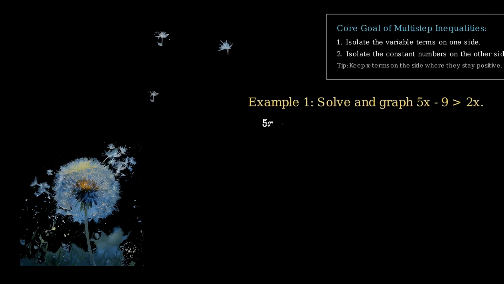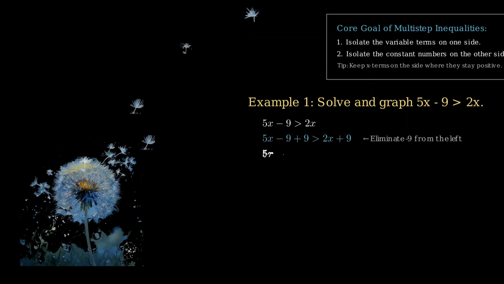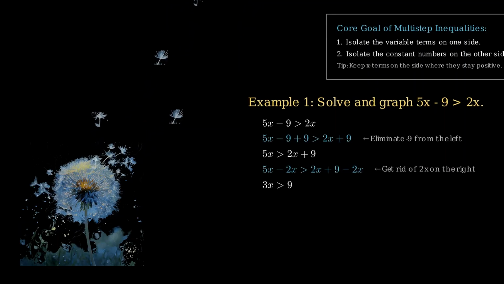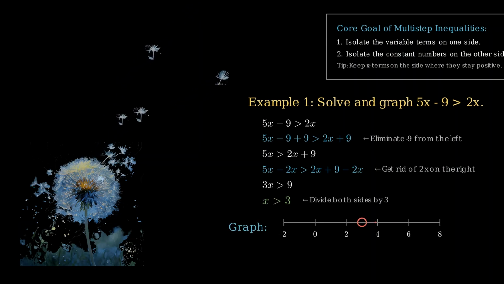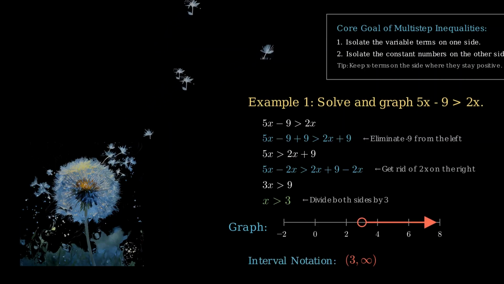Let's look at example 1. Solve the inequality 5x minus 9 is greater than 2x, and graph the solution on a number line. First, let's eliminate negative 9 from the left side by adding 9 to both sides. This gives 5x is greater than 2x plus 9. Next, we move the 2x term to the left side by subtracting 2x from both sides. This simplifies beautifully to 3x is greater than 9.